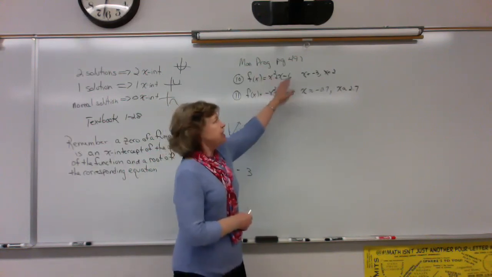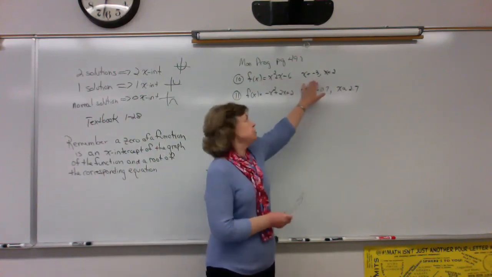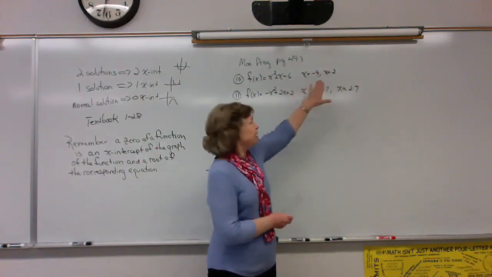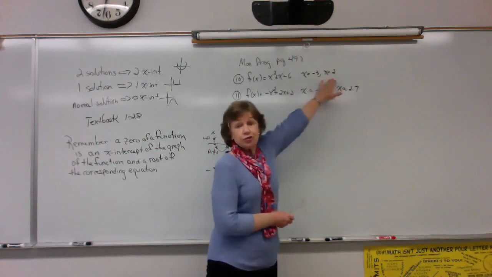So they gave me an equation. I'm graphing. I'm looking for those zeros, and I found them. I didn't have to use interpolation. I could just look and see at my graph. X was -3, and X was +2. Those were the 2 zeros.